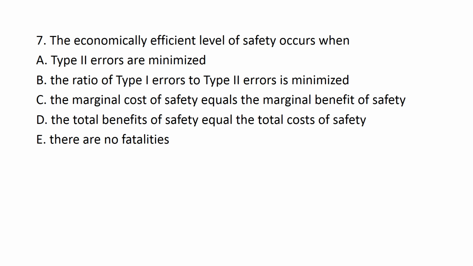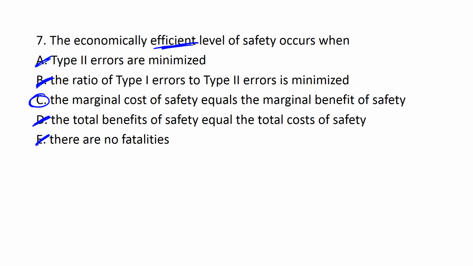Also from the reading, this question states the economically efficient level of safety occurs when. So economic efficiency says that the marginal costs and benefits must be equated and therefore net benefits maximized. So type 2 errors and type 1 errors are not what determine economic efficiency. It is indeed, as C says, where the marginal cost of safety equals the marginal benefit. D says the same thing, but the total benefits and costs are not what we look for. We look on the margin. And then E says there are no fatalities.